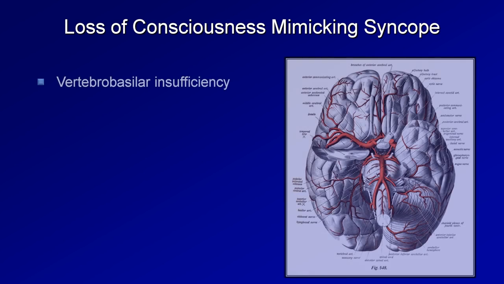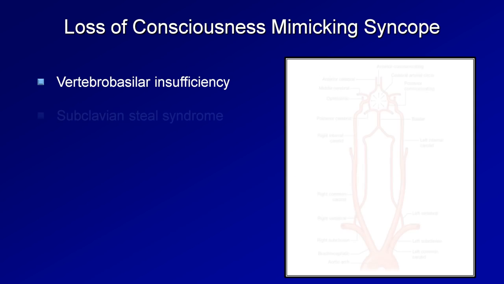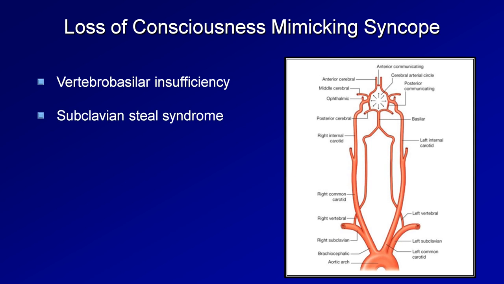In addition to all of the etiologies of syncope already mentioned, there are a couple of reasons a patient can lose consciousness which are not technically syncope. For example, vertebrobasilar insufficiency, caused by focal diminished blood flow in the posterior circulation, which supplies blood to the brainstem. This can be the result of atherosclerosis. A similar process is called subclavian steal syndrome, which is the consequence of a focal stenosis of the subclavian artery proximal to the takeoff of one of the vertebral arteries.